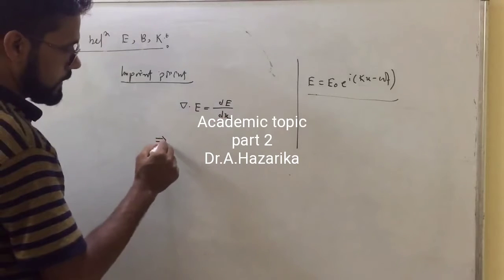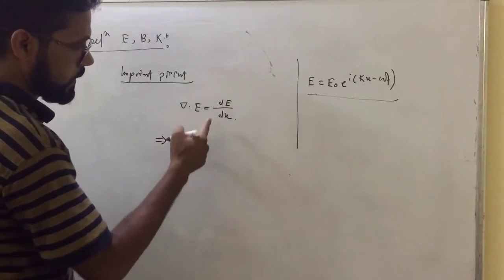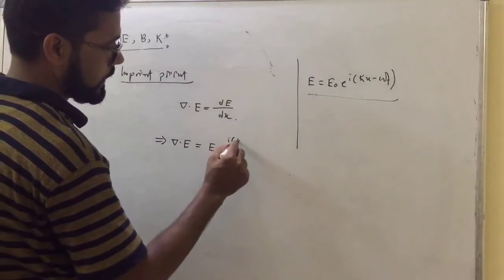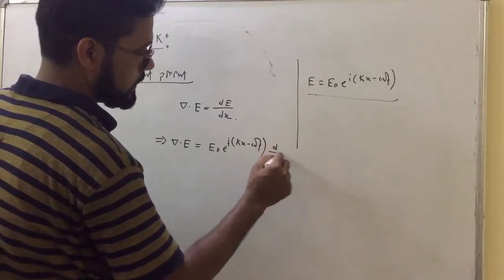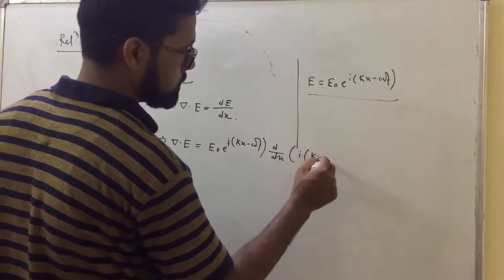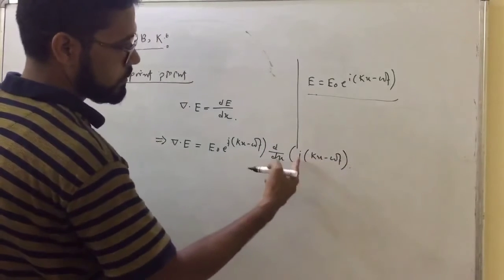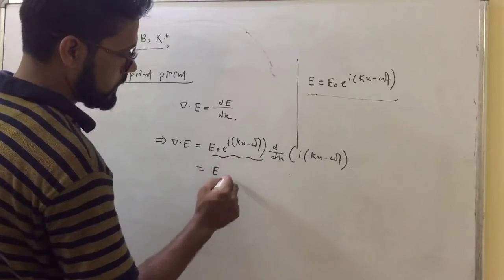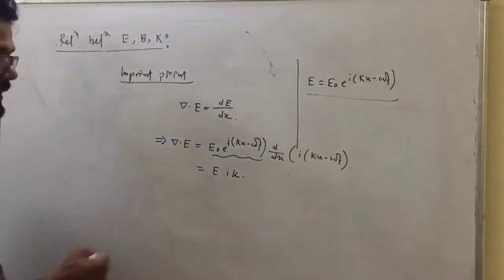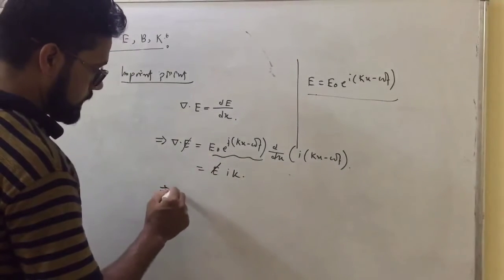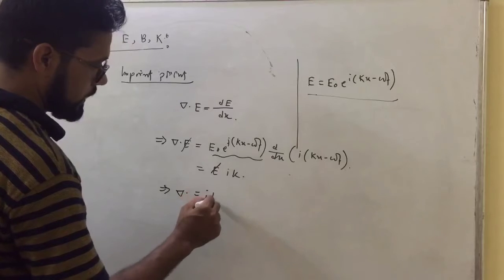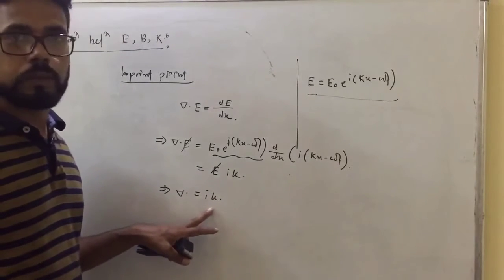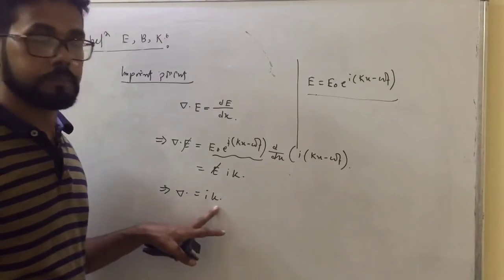Is it okay? Then divergence of E, if I take the derivative, then what happens? E naught e to the power i(kx minus omega t), d by dx of i(kx minus omega t). Then i k will come out, and this whole term will become E, and i k. Now if I cancel E, divergence equals i k. Short term, so no need to do anything. Divergence is always replaced by imaginary number i into k vector.